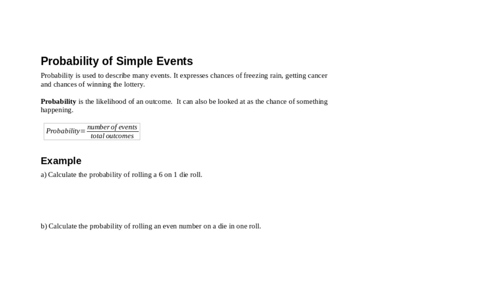So today we'll be studying the concept of probability. Probability is literally just the likelihood of an outcome. It can also be the chance of something happening. For example, it expresses the chances of freezing rain, getting cancer, or winning the lottery. When we talk about probability, we're talking about a fraction. You'll notice that we're always talking about the number of events divided by the total number of possible things that can happen, i.e. the total number of outcomes.